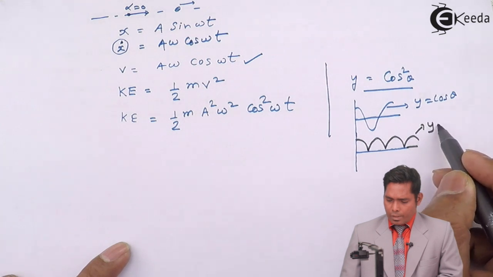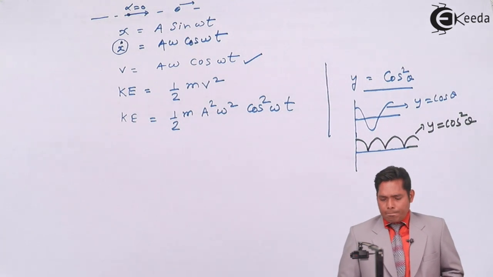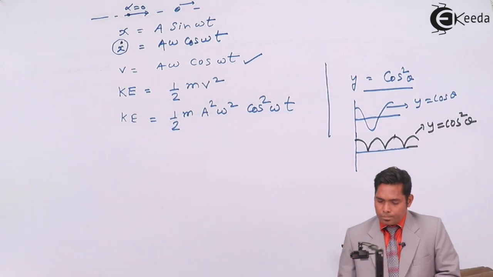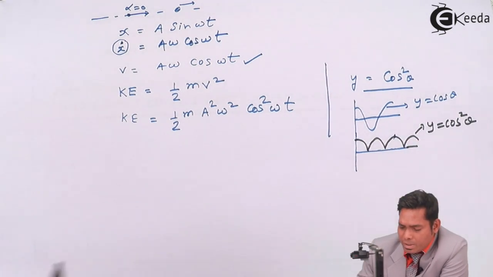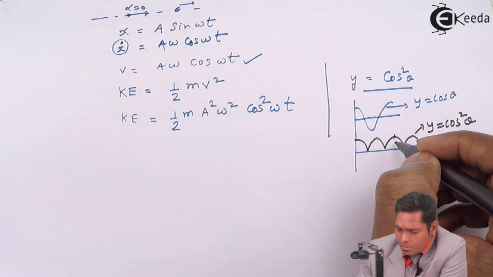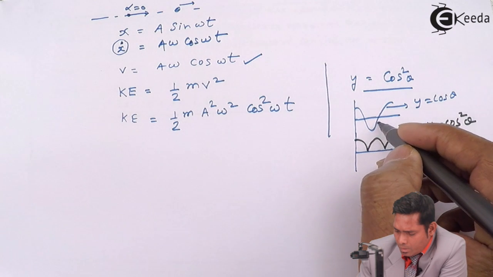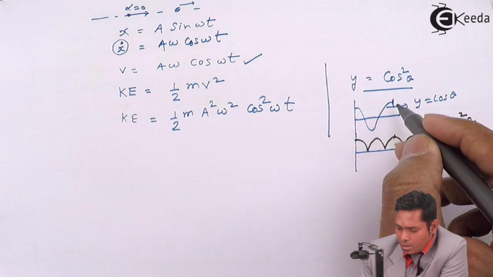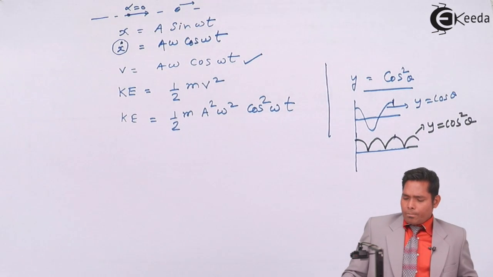This is the graph of y equals cos square theta. Then you can see that the frequency here is doubled. In the same time period, the frequency is doubled. If this completes one oscillation here, you can see this cos theta completes one oscillation here, but here it completes 2 oscillations. The frequency of the cos square graph is double that of this.